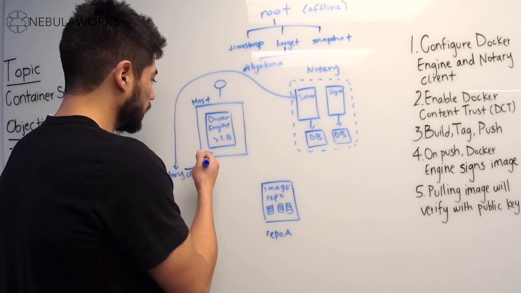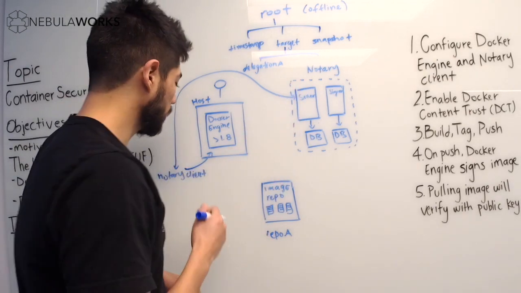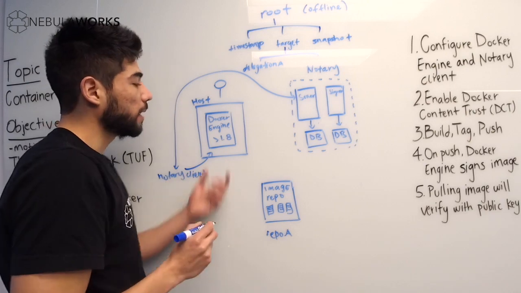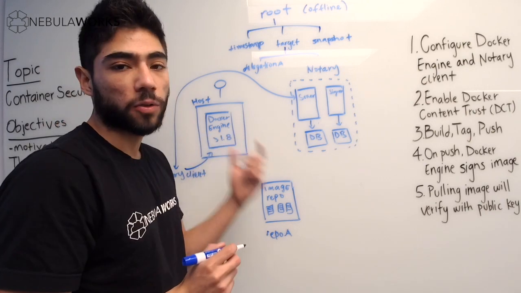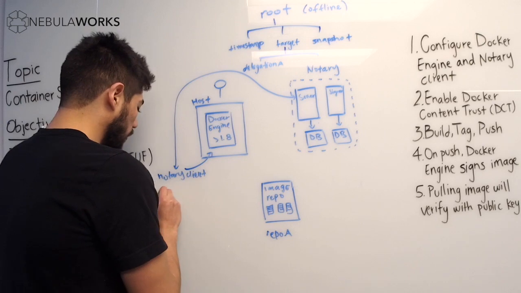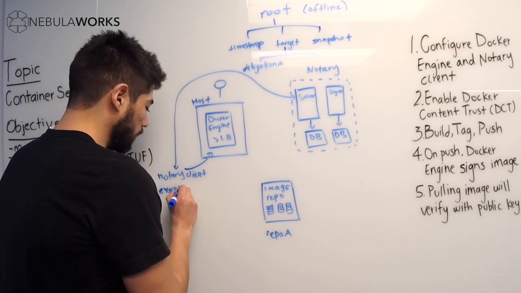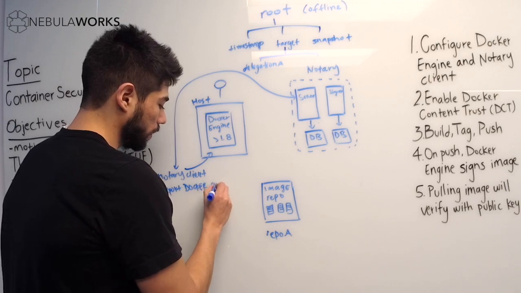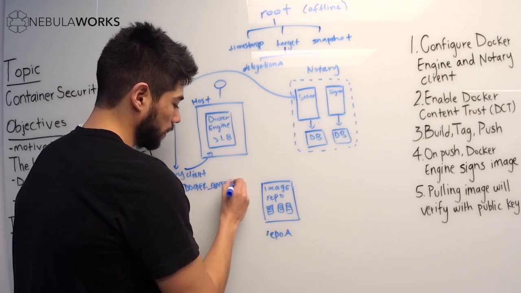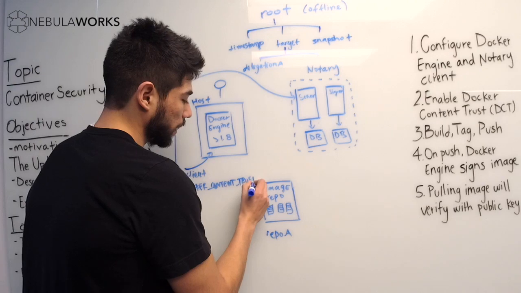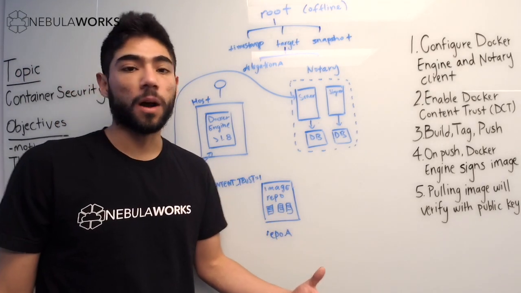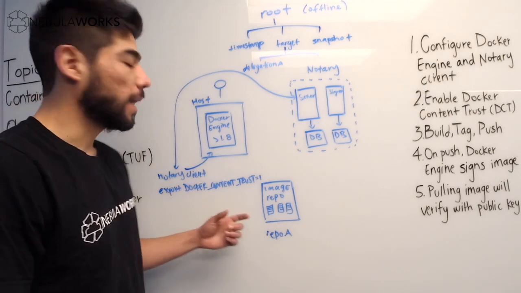So we have a Notary client here that communicates with the Notary server through configuration files. Then, in order to provide the Docker engine with instructions to use Notary, we export an environment variable called Docker content trust, and we set it to 1. When this variable is set to 1, the Docker engine will automatically look for a key.